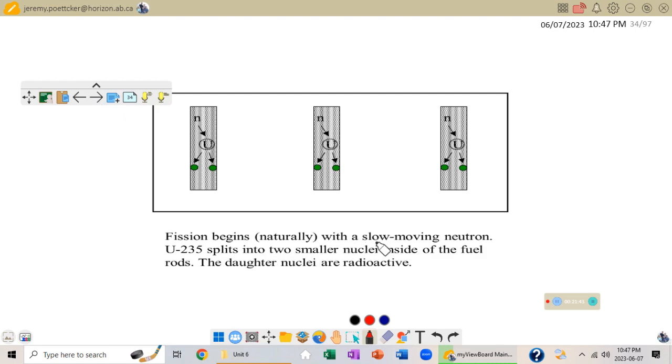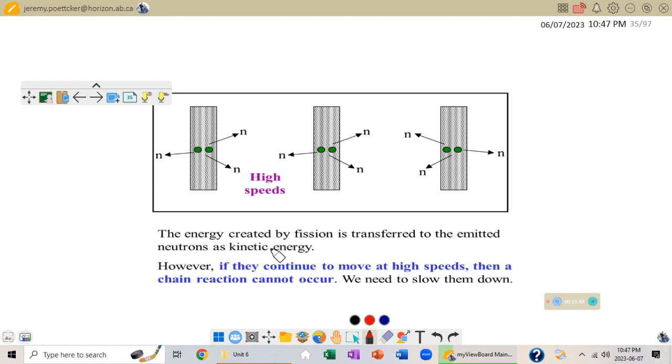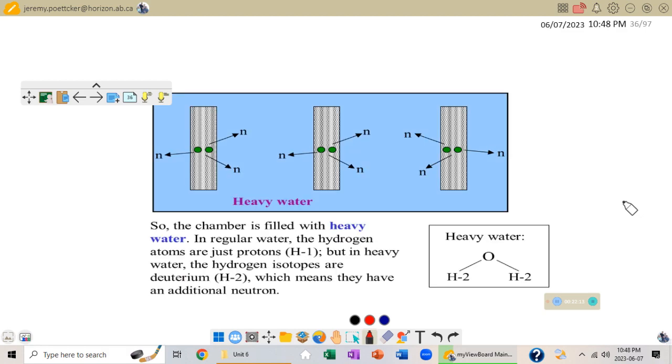Fission begins naturally when a slow-moving neutron hits uranium-235, and the uranium-235 splits into two smaller nuclei inside of the fuel rods. The daughter nuclei are also radioactive. The energy created by fission is transferred to the emitted neutrons as kinetic energy. Now, if they continue to move at high speeds, a chain reaction actually can't occur. So we need to do something to slow them down. How do we slow them down?